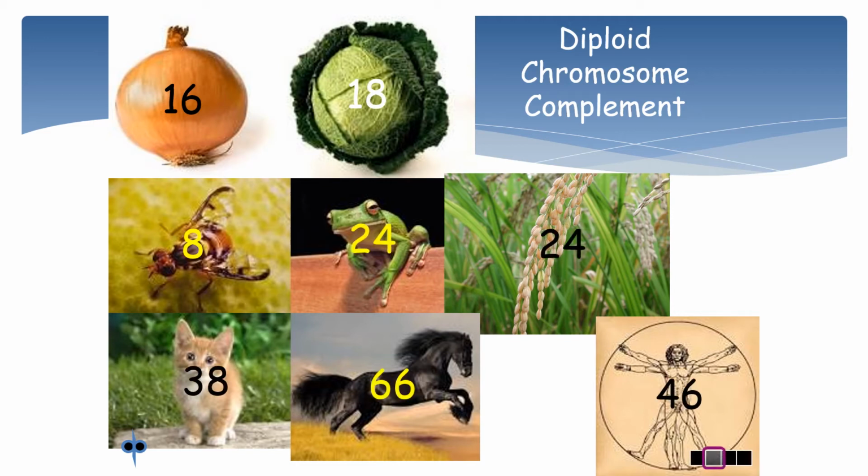All organisms have a different chromosome complement. For example, an onion has 16 chromosomes in its normal diploid cell, and so it must have 8 chromosomes in its haploid sex cells. See if you can pause the video and work out the rest of them.